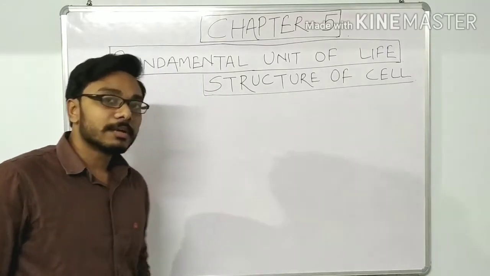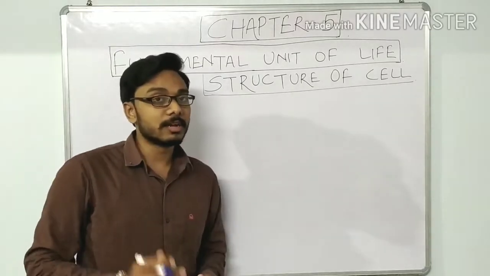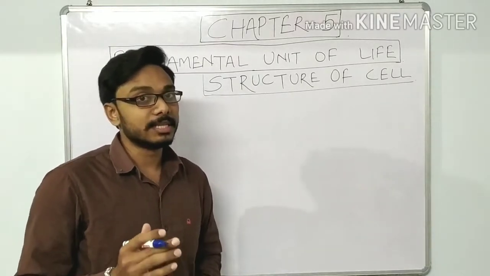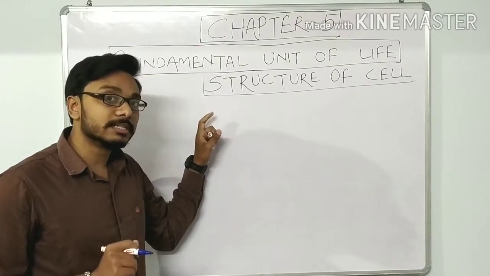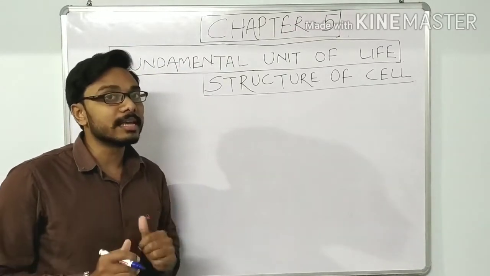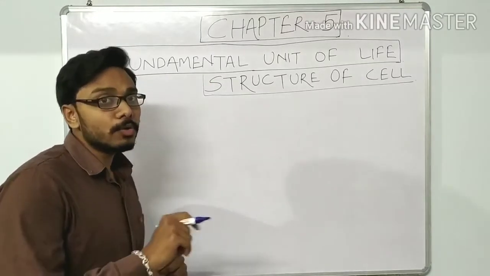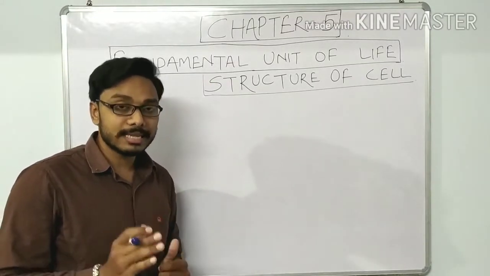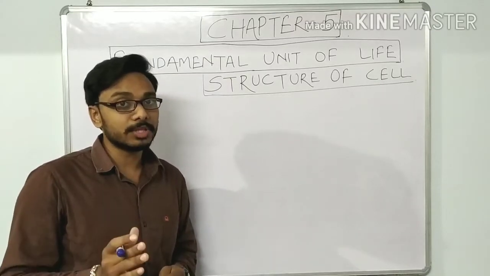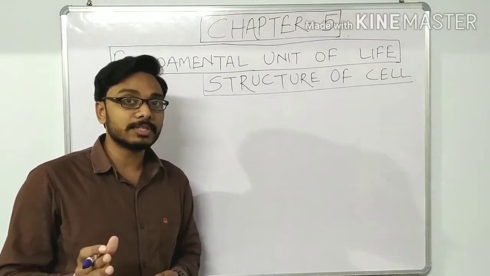We have already talked about when the cell was discovered and who discovered it, that is Robert Hooke in the year 1665. Now we will see how the cell looked when it was first discovered and what things are there in the cell. But before going to the structure of the cell, let us see, are all the cells of the same size, shape, and structure?